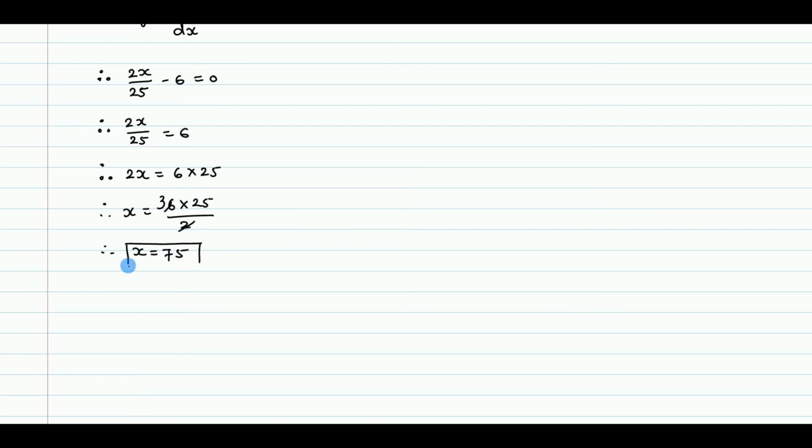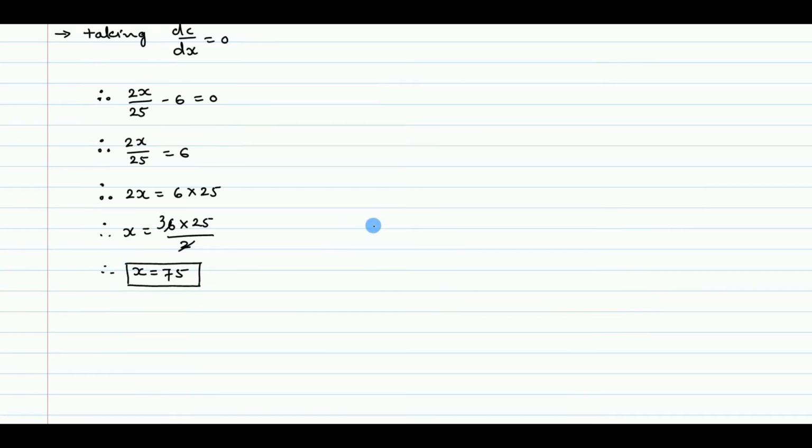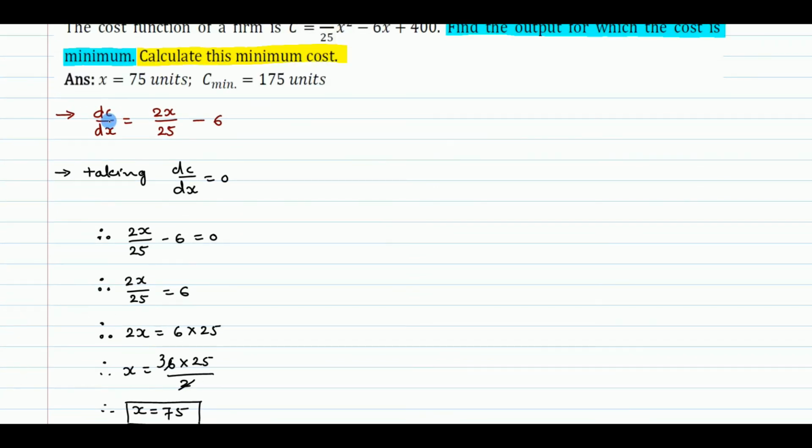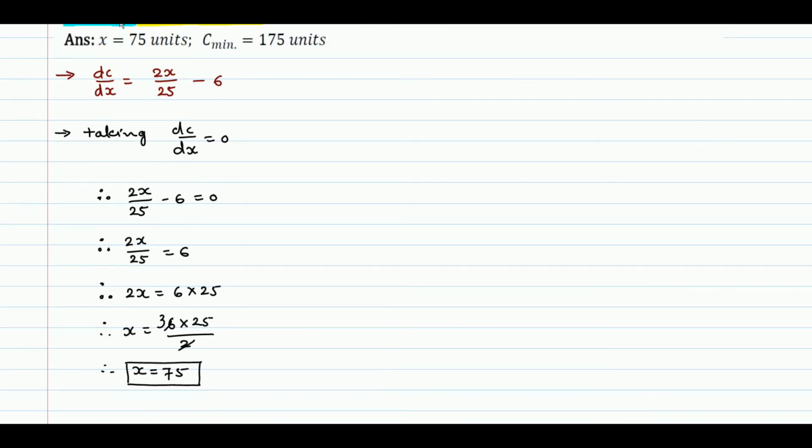But see, the question is asking for minimum cost, and we don't know whether for x equal to 75 our cost is minimum or not. So for that, what do we do? Obtain the second derivative. d square c upon dx square equals, this is our derivative 2x by 25, the derivative is 2 by 25, minus 6, the derivative is 0, and this is greater than 0, a positive number. Therefore, cost is minimum for production, or x is equal to 75.